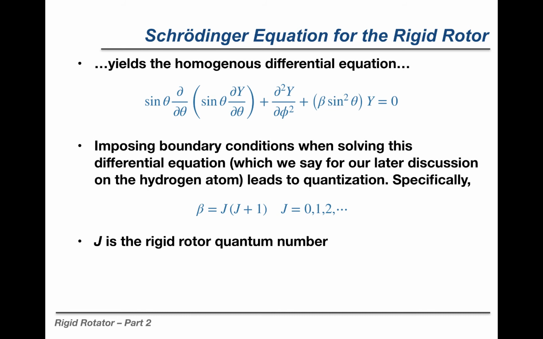Specifically, the parameter beta is found to have to be equal to very discrete values given by j times j plus 1, where j, which is now our new quantum number for the rigid rotor system, has to be equal to either 0, 1, 2, or some other integer greater than or equal to 0. Again, j is our rigid rotor quantum number.